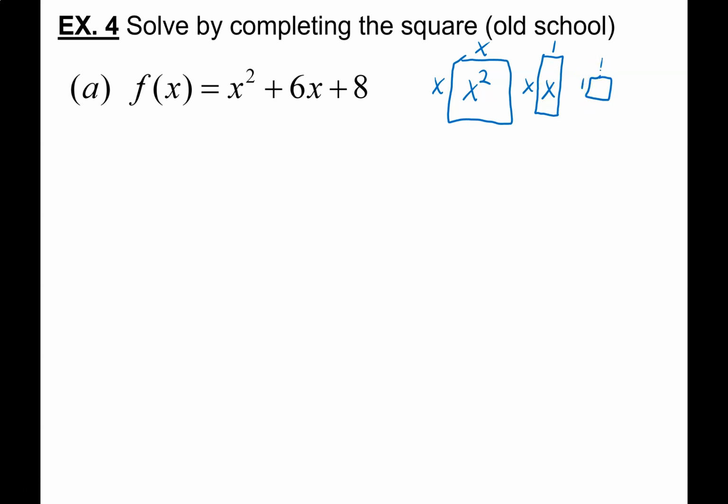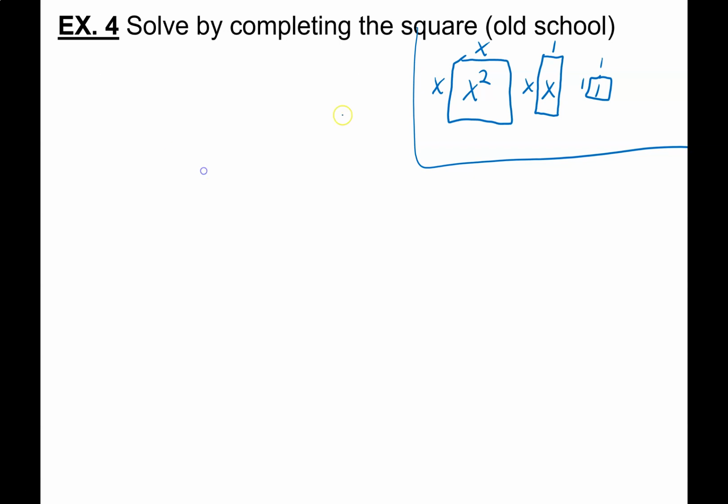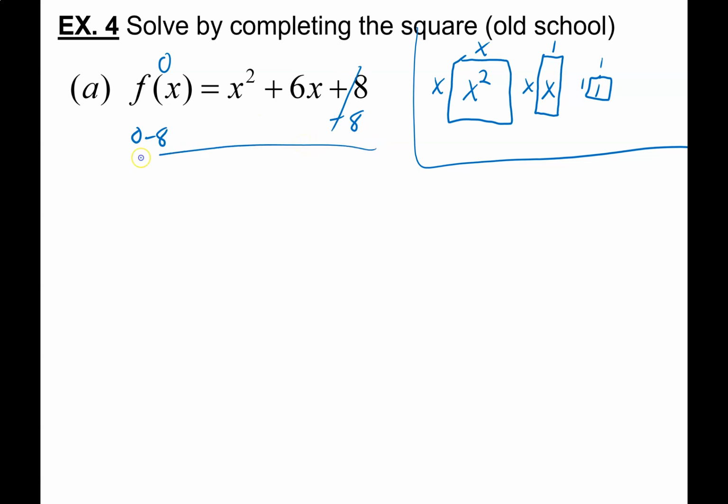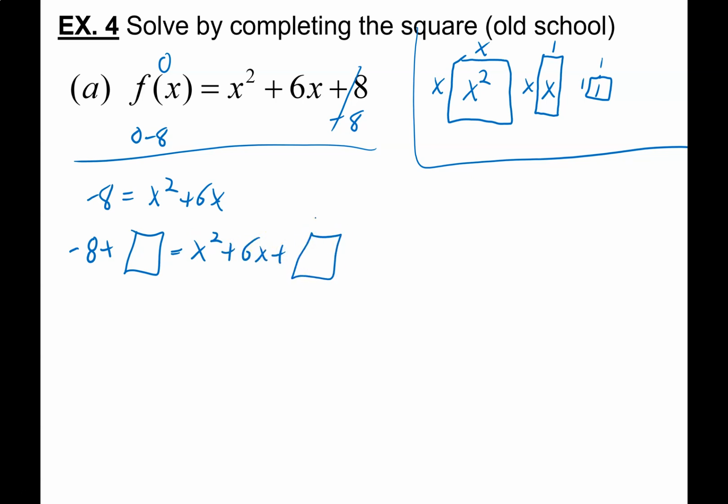Then lastly, I'm going to draw a little square that measures 1 by 1, and its area is just 1. And what I'm going to do is, I'm not going to worry about this 8. I'm going to make it go away since it doesn't have an x. And again, this is like saying 0, so I'd have 0 minus 8. So I basically get negative 8 is x squared plus 6x. And then if you follow what I did in the last one, I know there's going to have to be something that I add to do what I want. So that's kind of the setup.